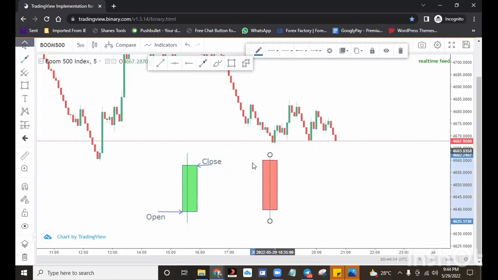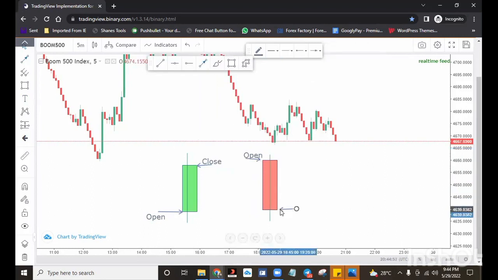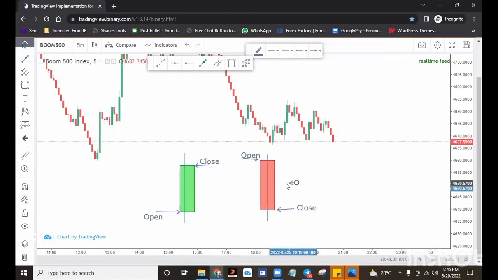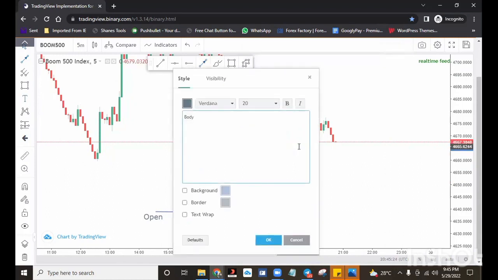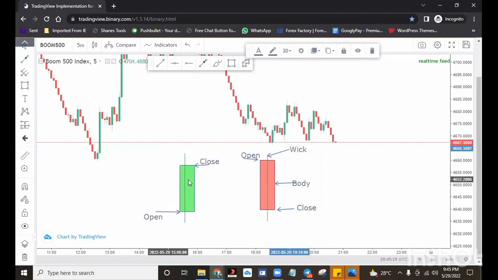For the bearish candlestick, the opening of the candle is here, while its closing is right here. I'm not forgetting, this is the body of a candle, and this is the wick of a candle. This is a wick. W-I-C-K for wick. The same thing for the bullish candle.